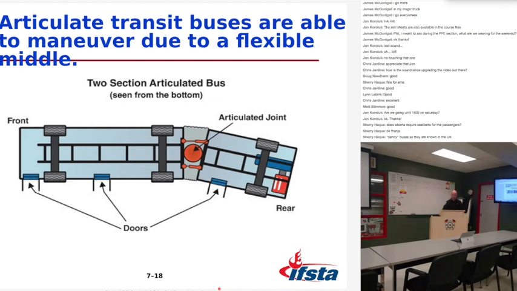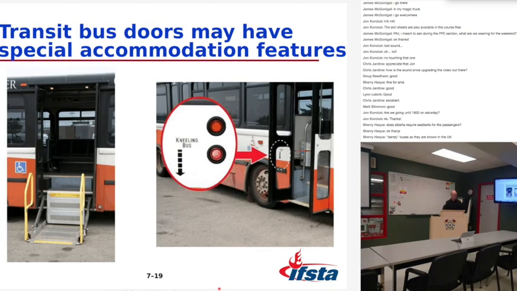Transit bus doors are two-piece. Again, the opening mechanism varies, so very vague on opening mechanisms. Accommodation features, lots of hydraulic lifts now, so the buses can kneel to ease passenger loading.